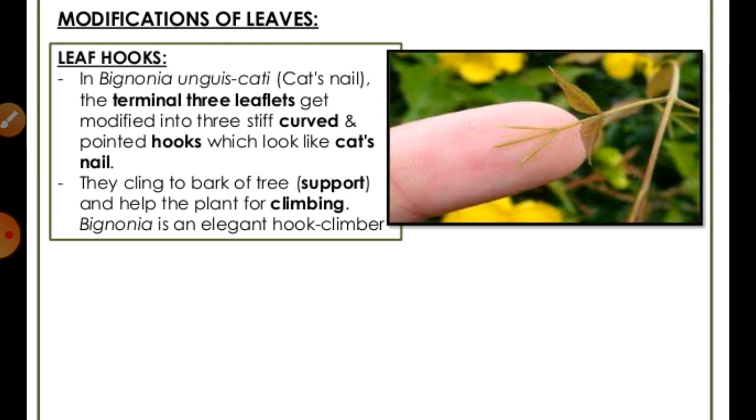We can say generally in the begonia, anguis cacti, that cat's nail, it is a type of plant which can show the terminal three leaflets get modified into three strip covered and pointed hooks, which look like cat nails. Especially as you see in the structure of the cat nails, the structure can be formed like that one, right. We can say they cling to the bark on the tree and support and help the plant to climb on different other plants.